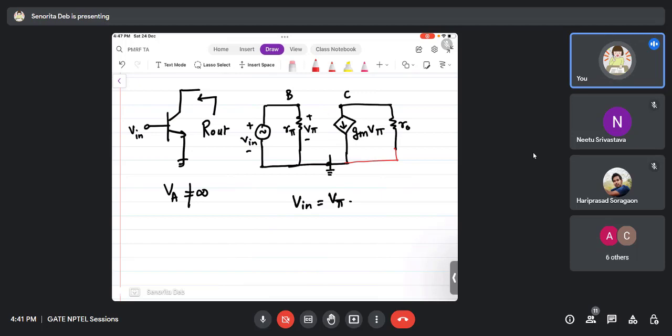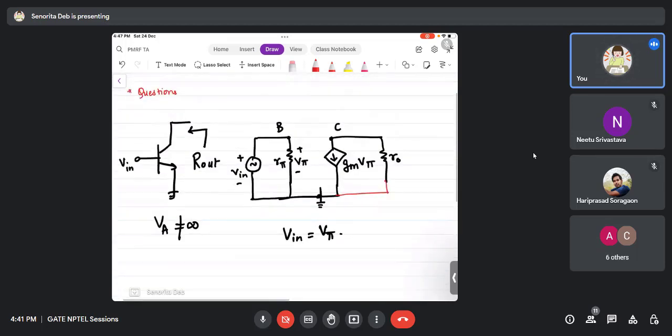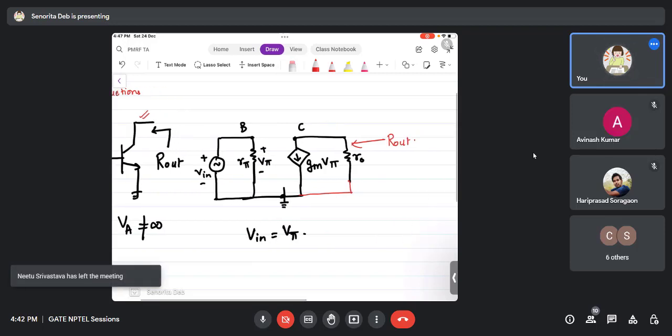R out will come where? You see I have marked it here in the transistor. R out is from the collector. Now what is the rule of finding any output resistance? Output resistances are often termed as Thevenin resistances, which are found by making all independent current and voltage sources 0. When you make a voltage source 0, that is short. When you make a current source 0, that is open, but they have to be independent.